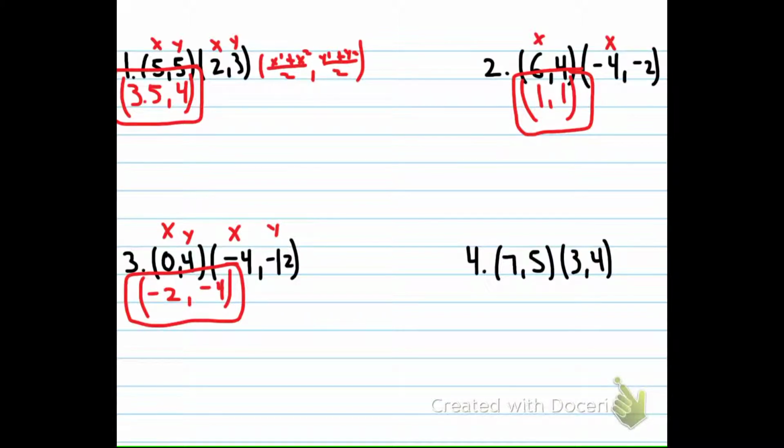So for this problem, our x's are 7 and 3. So 7 plus 3 equals 10, and then you have to divide by 2, so it's 5. And then our y's are 5 and 4, so 5 plus 4 equals 9, and 9 divided by 2 equals 4.5. So our midpoint will be at 5, 4.5.